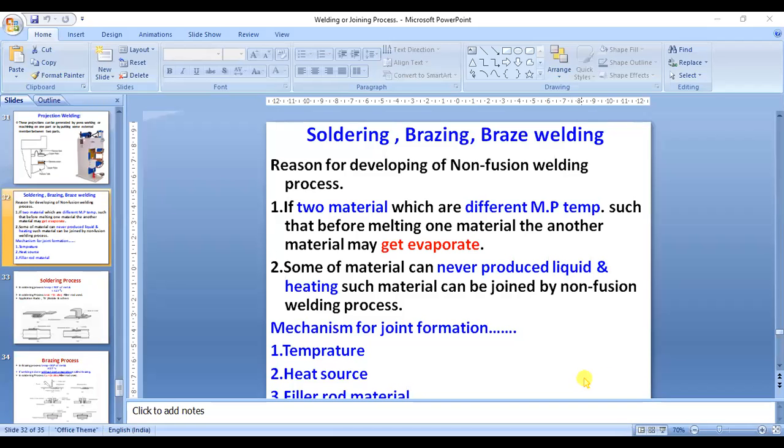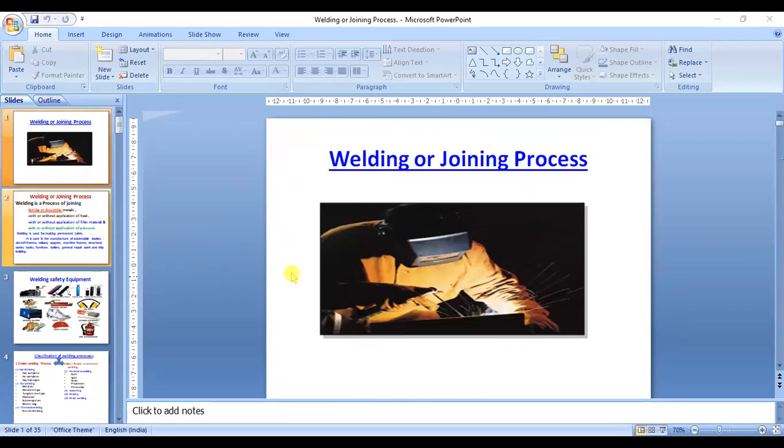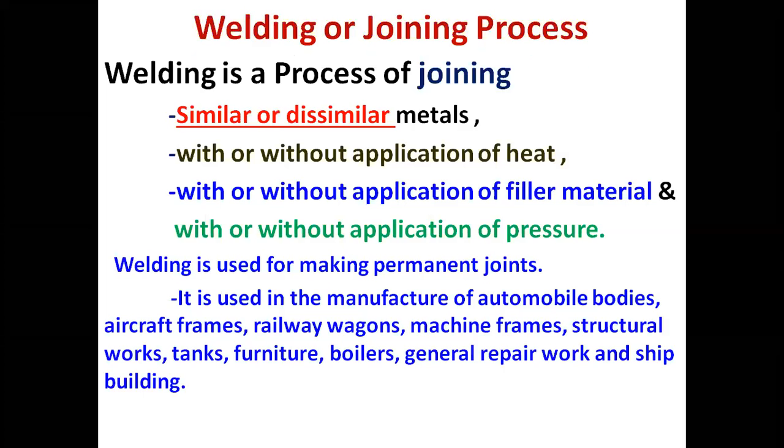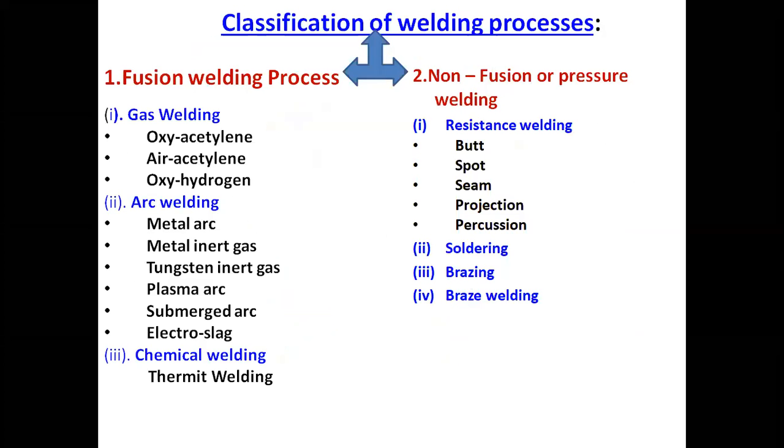Hello everyone. So till now we have seen the different types of welding and different types of welding techniques, which here we will see in one glance. So here we have seen initially the welding process, the definition of it, the safety equipment used during the welding process. The classification of welding processes, fusion welding, non-fusion, and all these types we have seen.